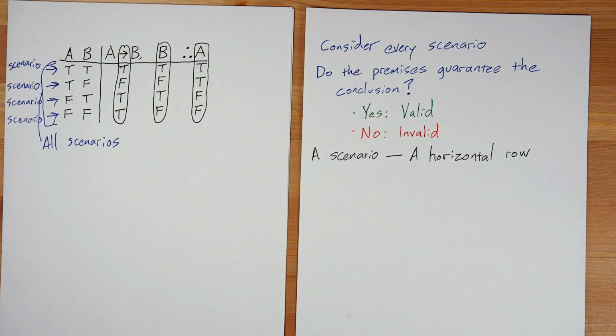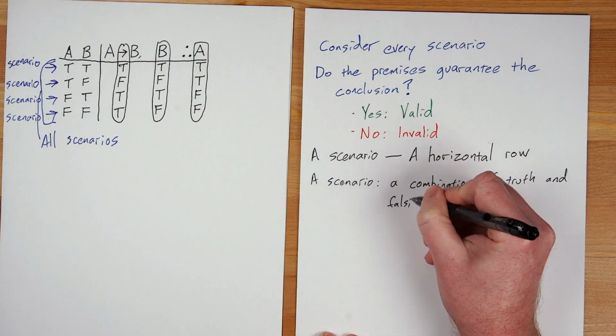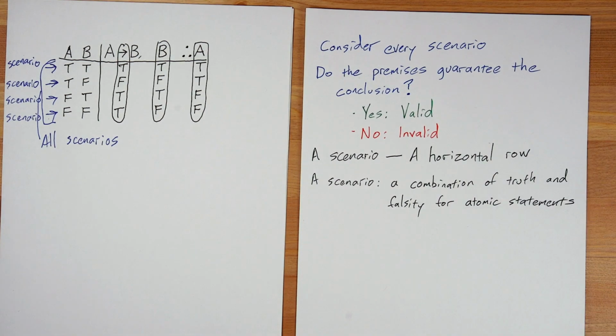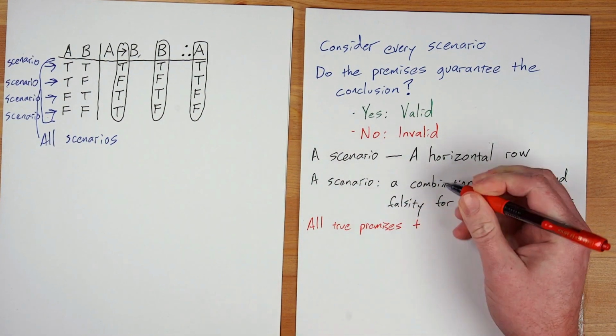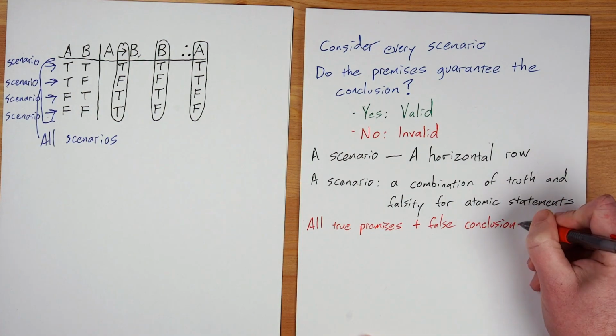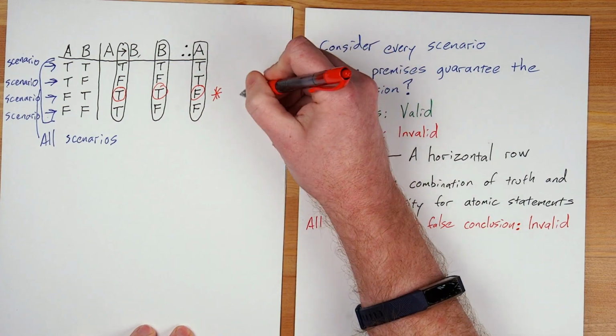So one possible scenario is some combination of truth and falsity for your atomic statements. The idea is you want every possible combination of true and false to get its own row. More on how to actually construct these rows in a minute, but for now, the idea is if any of these rows or scenarios results in all your premises being true on that row, while your conclusion is false on that same row, then you know that the argument is invalid.